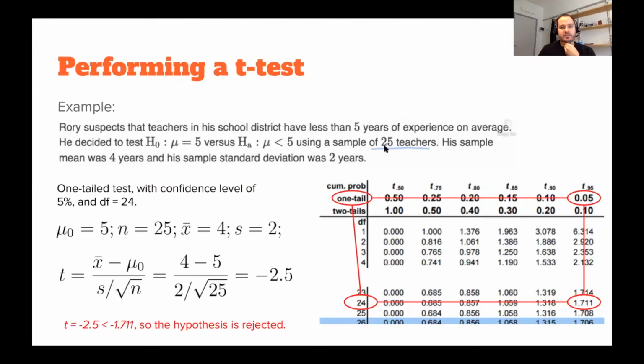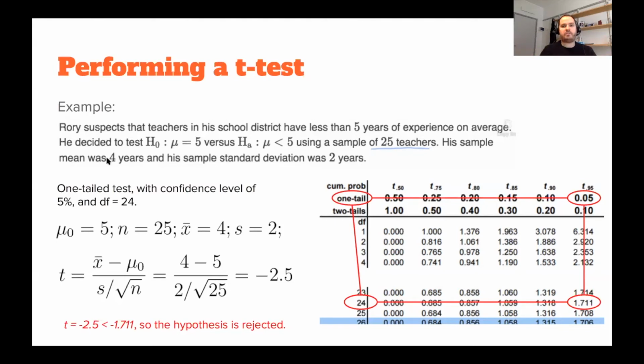And then he takes a sample of 25 teachers. So his sample size is 25. It's less than 30. It's okay for a t-test to do it with a sample of less than 30. His sample mean was 4 years. So okay, he went out there, he did his survey with these 25 teachers, and the mean was 4.